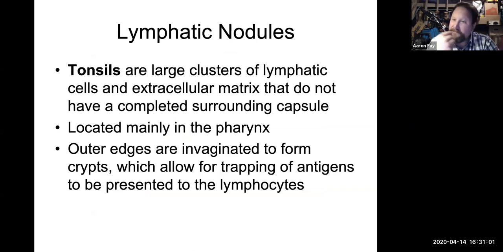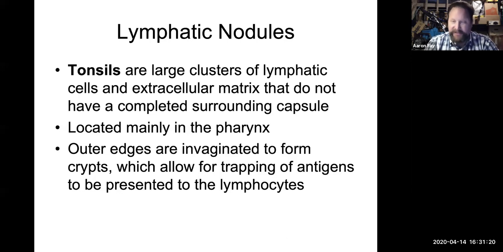Tonsils, right? Those things in the back of your throat are lymphatic nodules. So they are collections of lymphatic tissues. They're mostly located in the pharynx. This is the space behind your nasal cavity and your oral cavity. I'll show you a picture in a second.